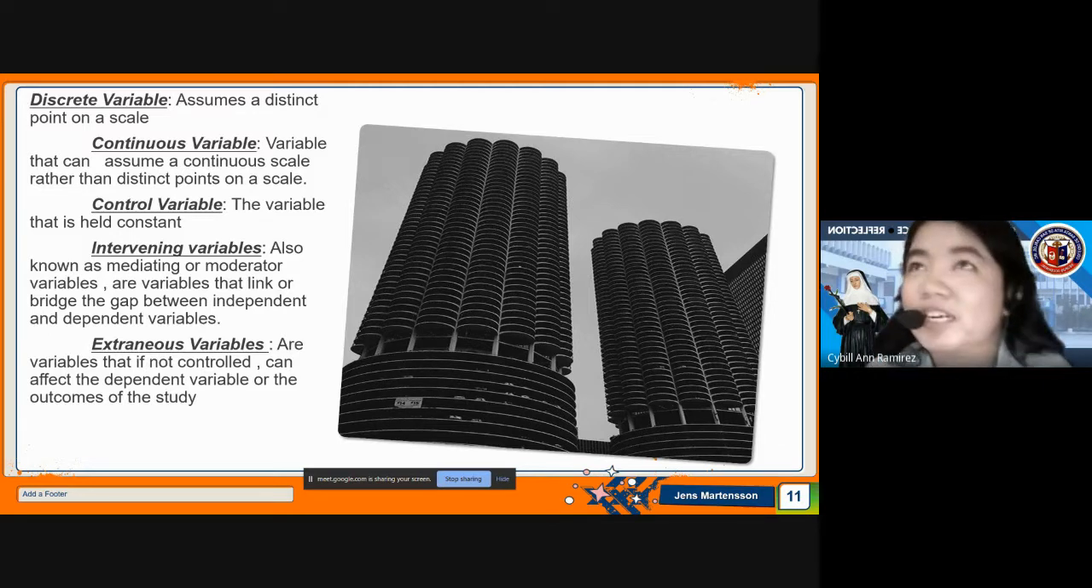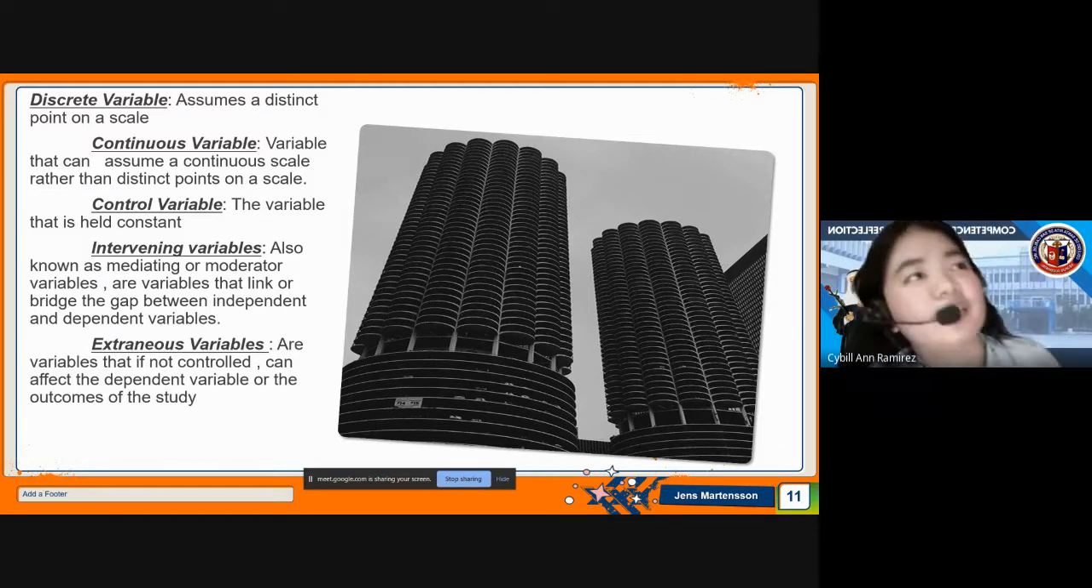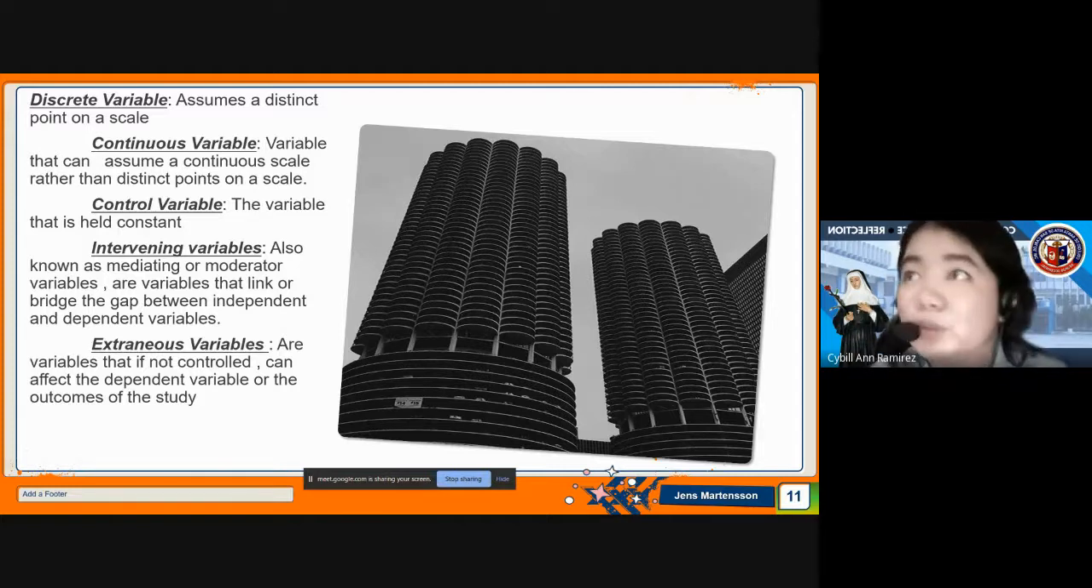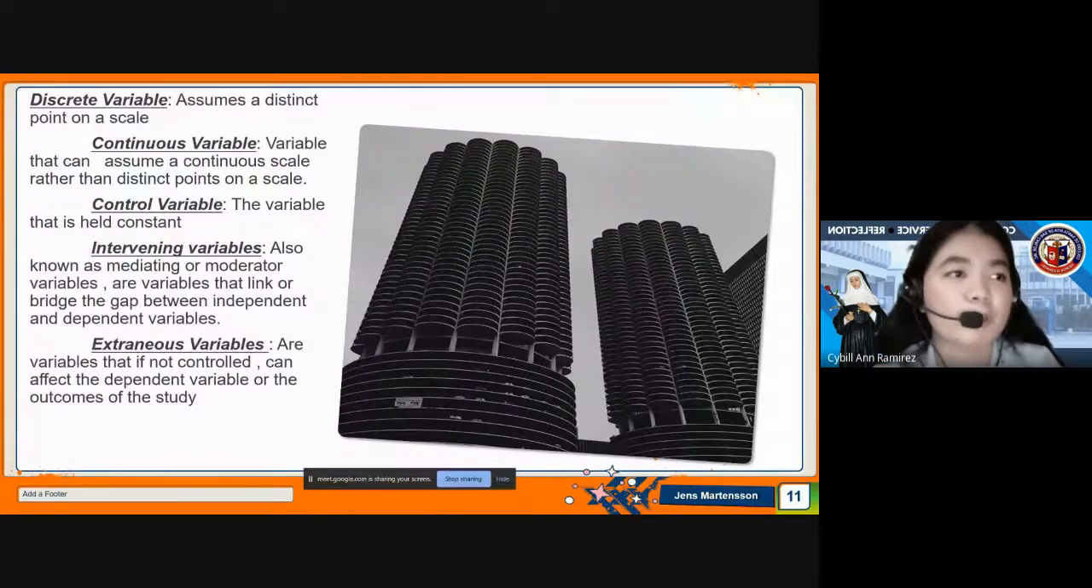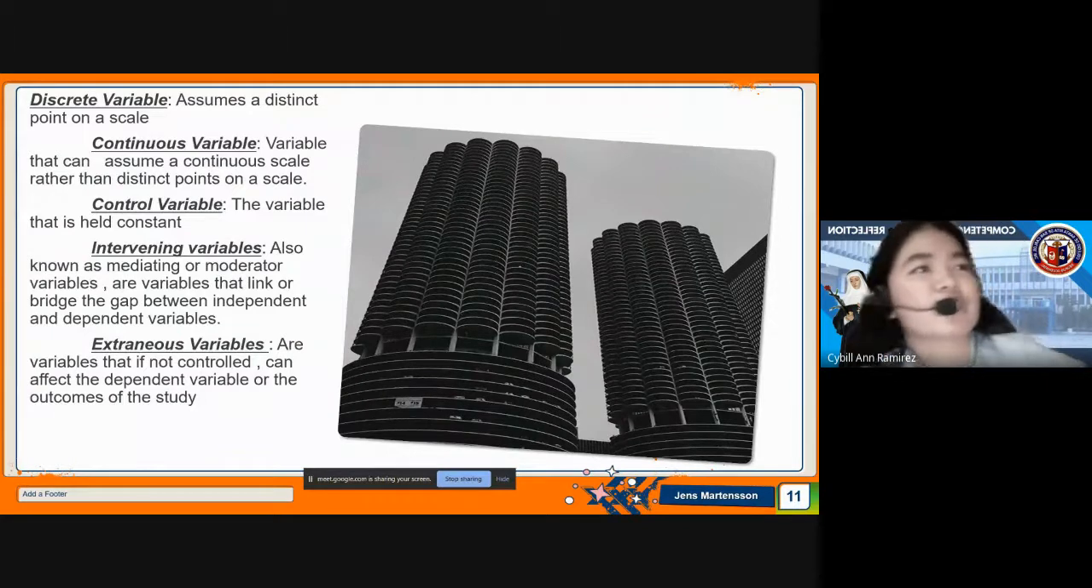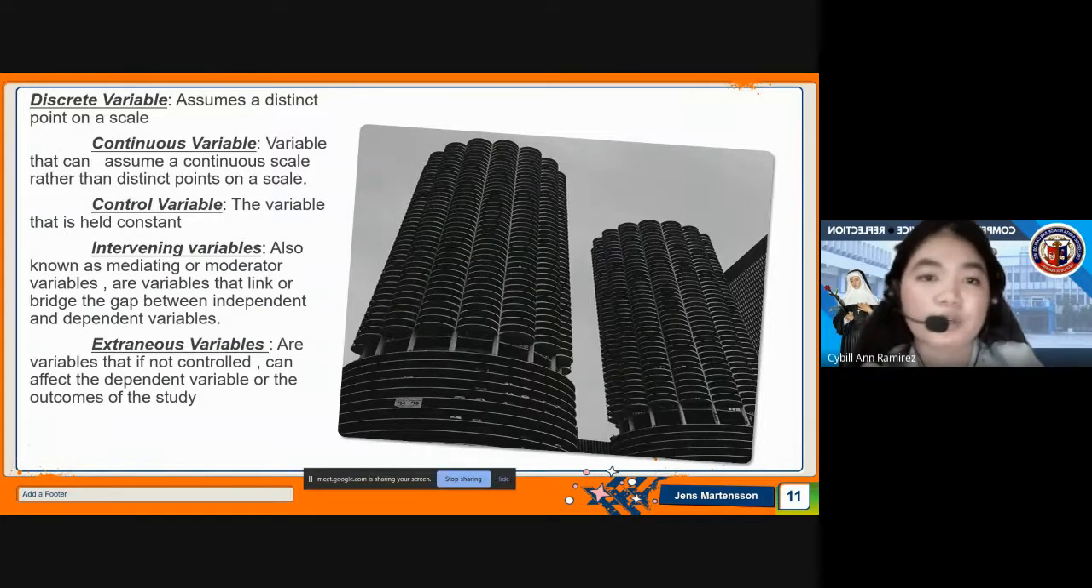Let's have a more relatable kind of content for the intervening variable. Let's say I'm going to grow koi fish, and if you're familiar with koi fish, they can really grow bigger. If you release them into bigger freshwater ponds, they grow even bigger. Now, the independent variable there is the koi fish, and the dependent variable is their growth. Oh, so sorry.